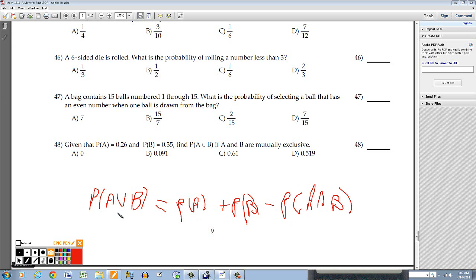Okay, so this one's very similar to the formula for cardinality. We're given P of A to be 0.26. We're given P of B to be 0.35. We want to find P of A union B. We're not given the value of P of A intersect B, but we're told that A and B are mutually exclusive. That simply means that they cannot occur at the same time. So basically that's telling me that this probability is 0. So adding the P of A and the P of B gives us 0.61, which is answer C.